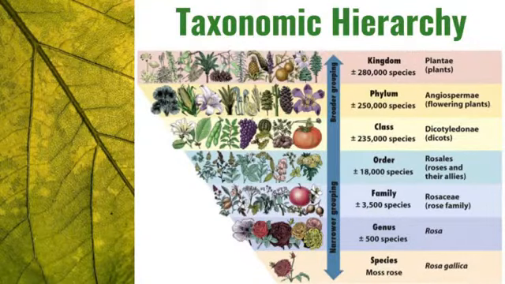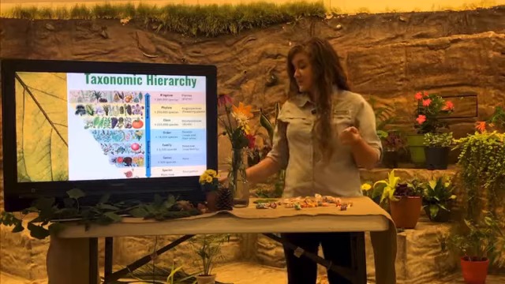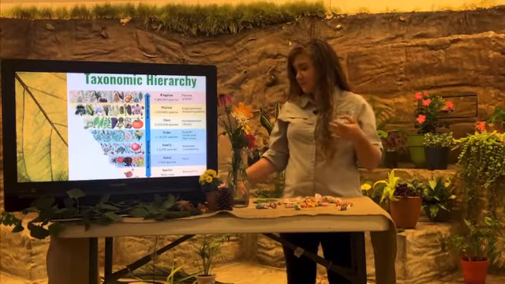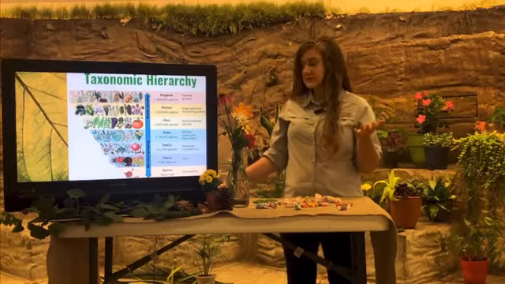Then he gave the Latin name, which is called binomial nomenclature, and all that means is a two-term naming system. He would give it a genus and a species. You can see on this picture the Rosa genus, and then there's Rosa gallica. That's for the moss rose, because there are tons of roses.